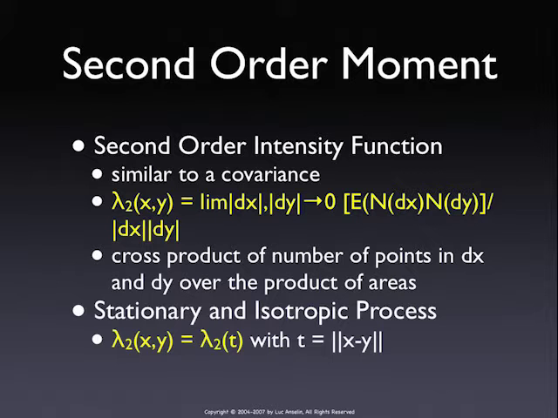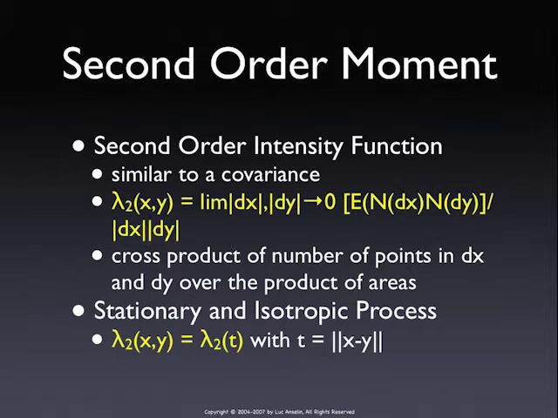So formally, it's expressed here in the slide. We call this lambda 2 for two locations, x and y. And it's the limit as the areas become very, very small of the expected product of the number of points in the areas divided by the product of the areas.